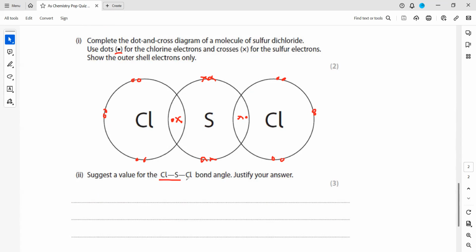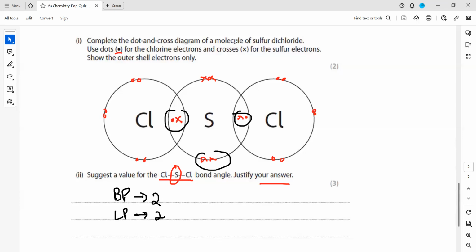Suggest the value and justify your answer. How to suggest a value? Sulfur is at the center, so you will check sulfur. For sulfur, how many bond pairs are there? 1 and 2, two bond pairs. How many lone pairs are there? 2 lone pairs. So if 2 bond pairs and 2 lone pairs, what is the structure? The structure should be bent or V shape. The bond angle is 104.5 degrees.